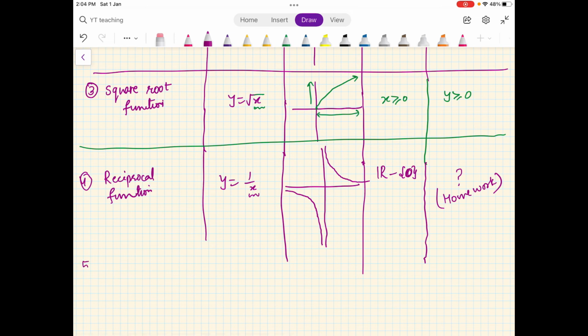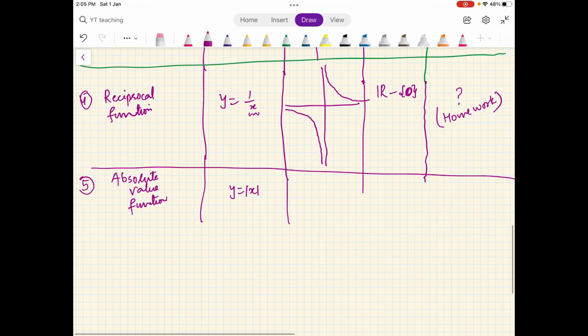And then the last one is the absolute value function, that is y equals mod of x. We know what a mod function is. It is like this: if x equals 5, then mod of x is 5. If x equals minus 3, mod of x will be mod of minus 3, which is 3. So it just gives you the positive part of the number.